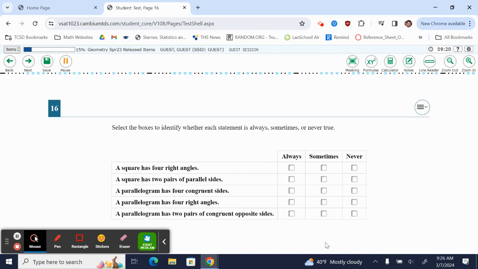Geometry OST Spring 2023 release date test items number 16. It says select the boxes to identify whether each statement is always, sometimes, or never true. So statement 1, a square has 4 right angles.